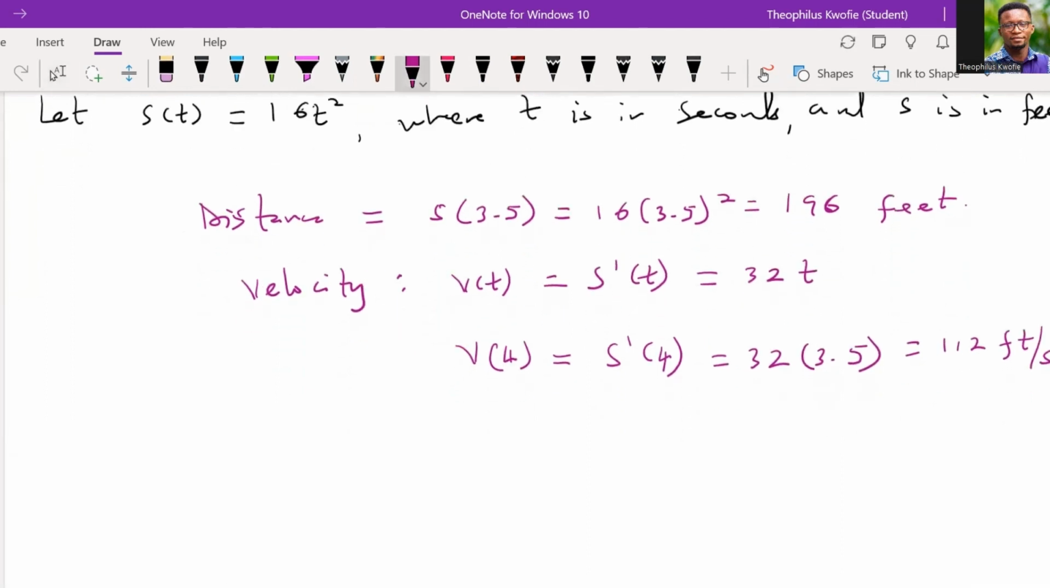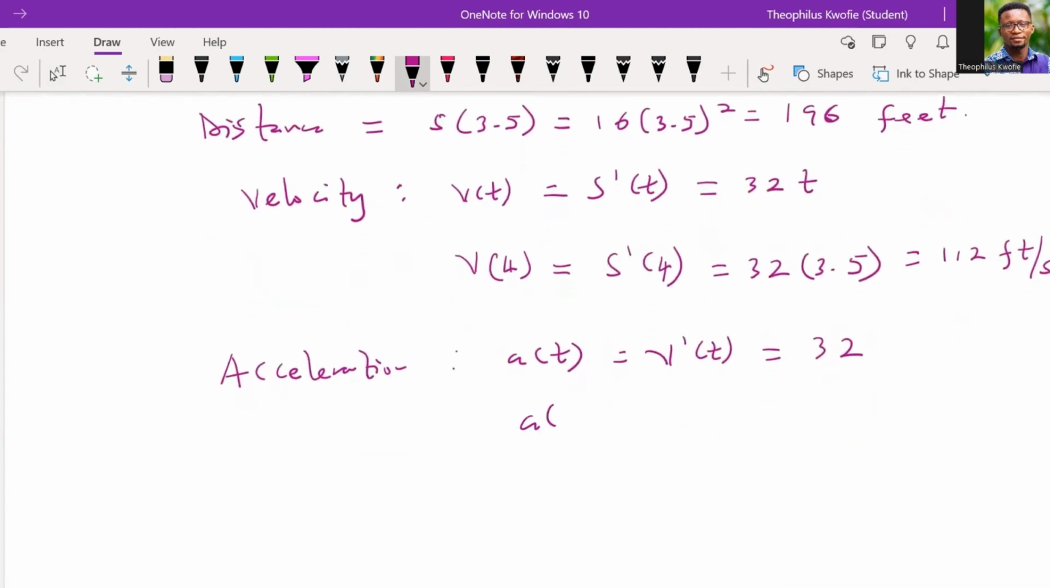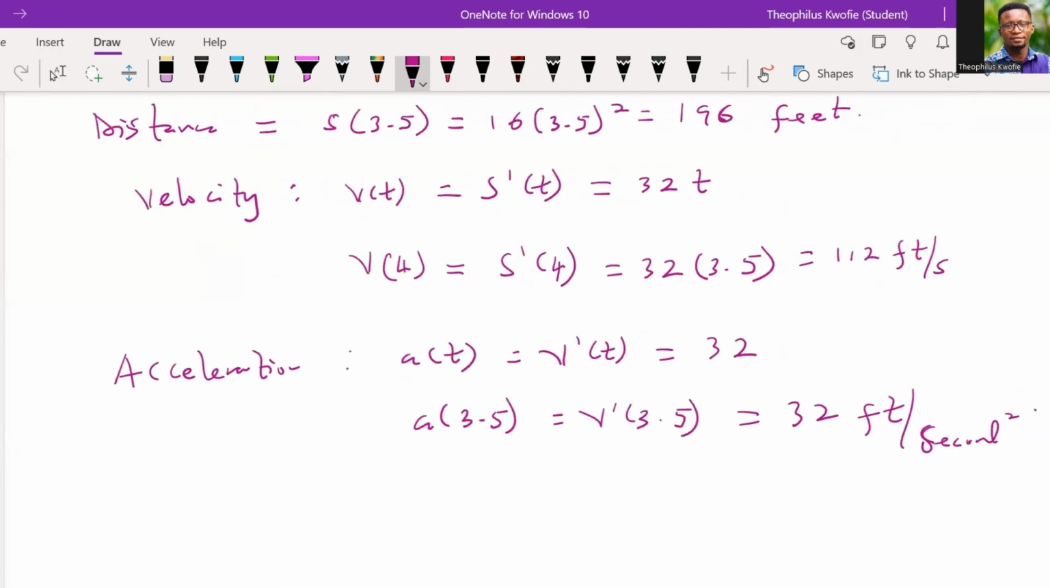What about the acceleration? What then becomes the acceleration? Per definition, we said that the acceleration is equal to the first derivative of the velocity. And when you differentiate the velocity, what do we get? That will give us 32. And when we evaluate it at 3.5, we should be able to get the same thing, because the result is constant. So in that case, we have feet per second squared. So I want us to take note.